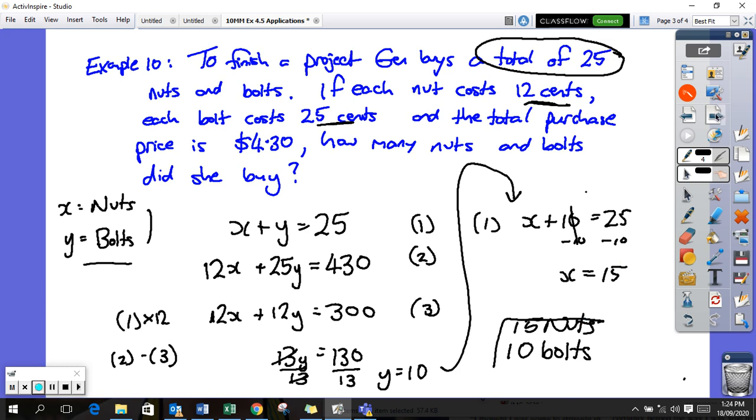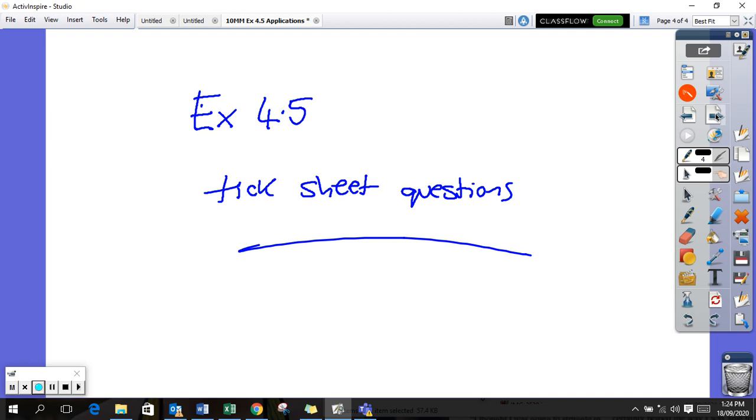So, just to finish today, exercise 4.5. You can go back and pause those videos to get the bits that you need to copy down into your book. The two examples were out of the textbook, pages 127 and 128. Exercise 4.5 is on page 129, and you're doing the tick sheet questions.